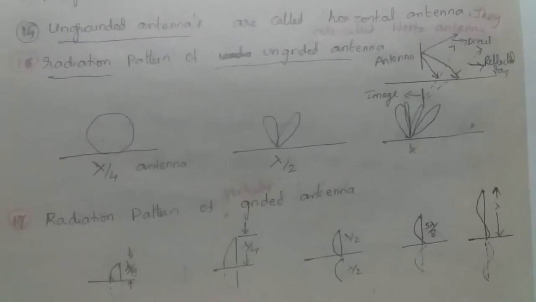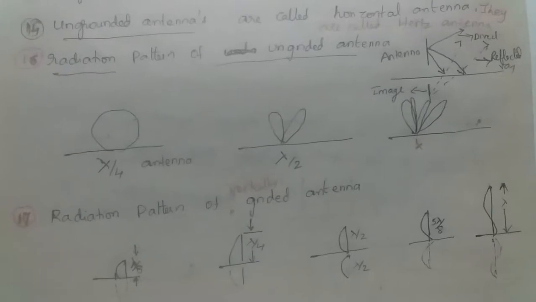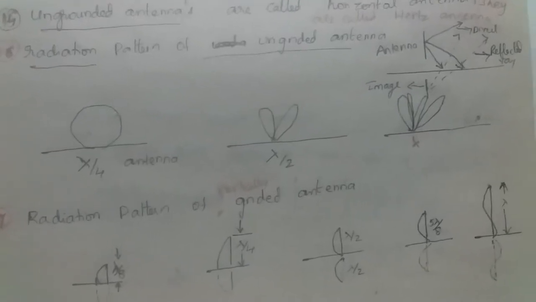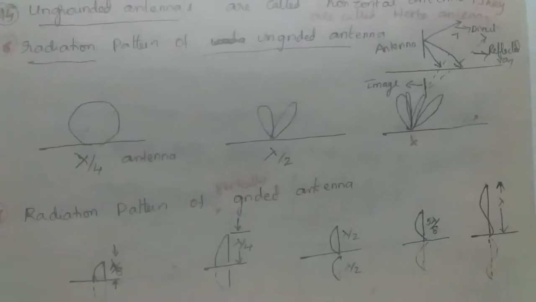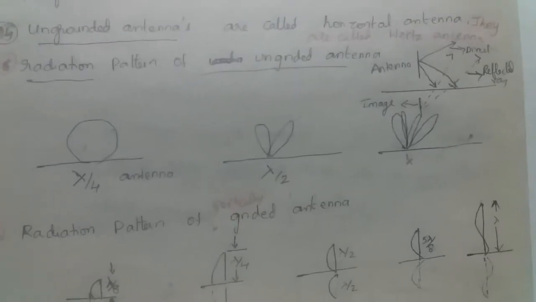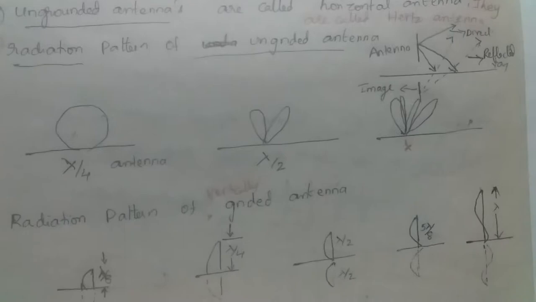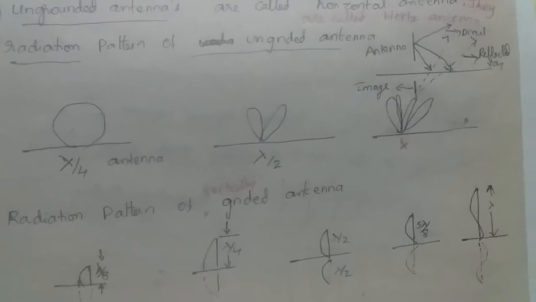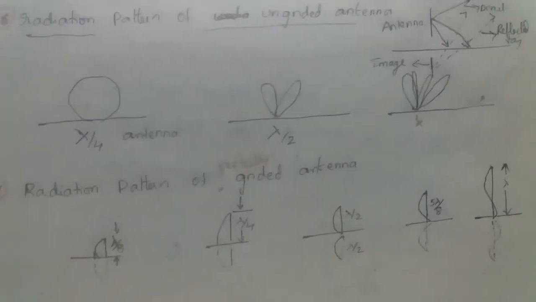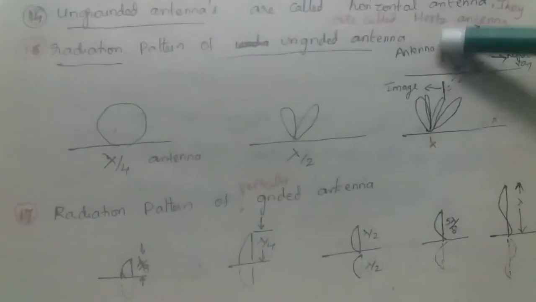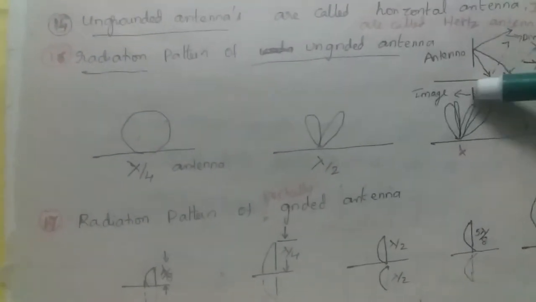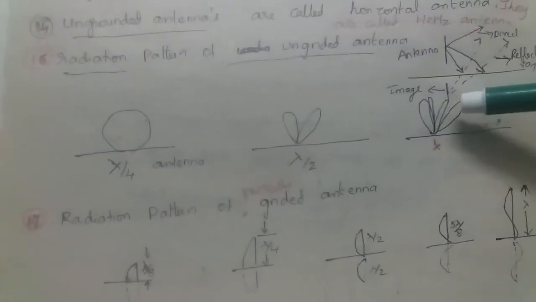In this session, we'll have a discussion about ungrounded antennas, grounded antennas, broadside array and endfire array. In ungrounded antennas, we consider that Earth is a perfect reflector and an image antenna is established. So this is the actual antenna and this is the ground. There is an image antenna that is established.